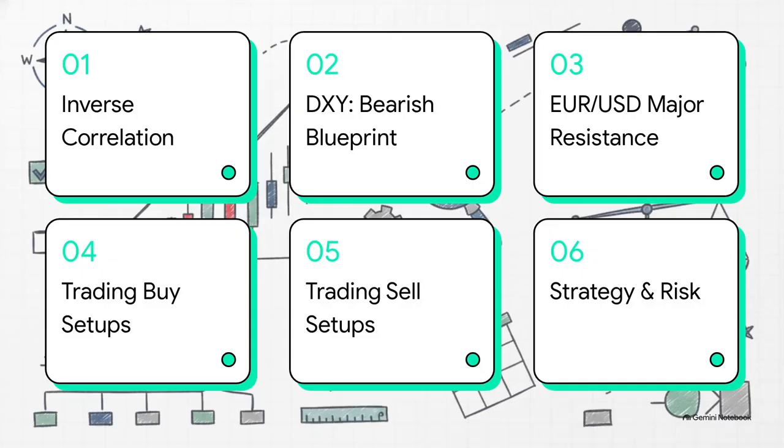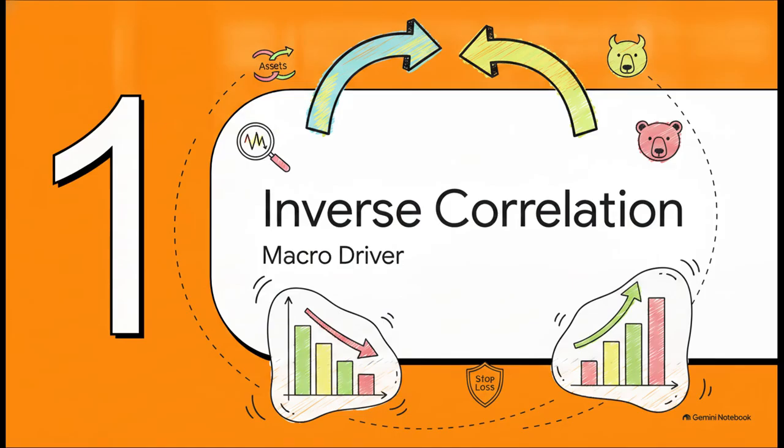Okay, here's our agenda for today. We'll kick things off with the inverse correlation macro driver, move right into the DXY bearish blueprint, and then tackle the major resistance facing EURUSD. After that, we'll map out specific buy setups, the sell setups, and we'll wrap up the whole thing with strategy and risk rules. Starting with Section 1, the inverse correlation driver.